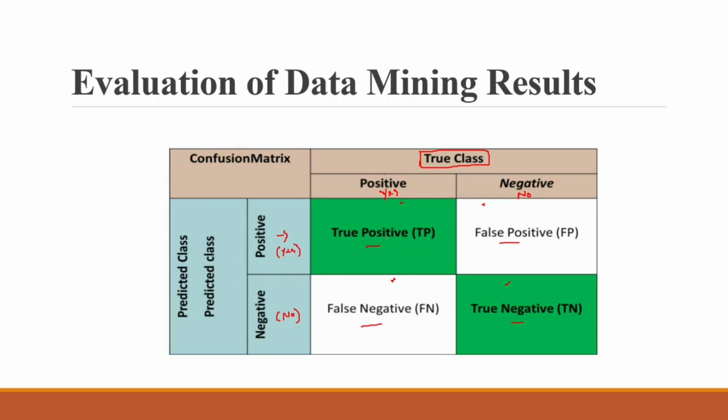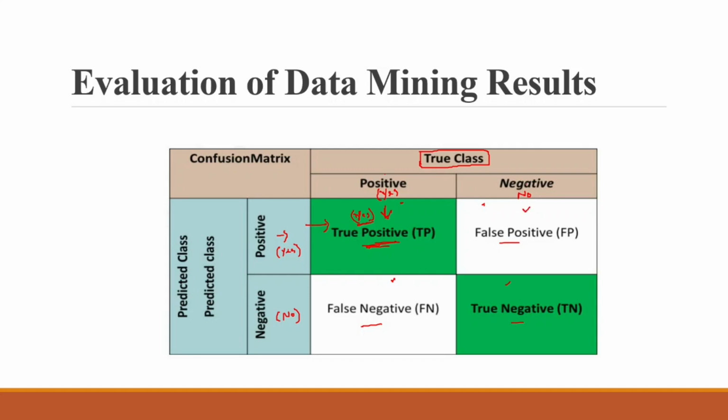So let us see what exactly these values are. The true class here is positive, and it is also predicted to be positive, right? So the actual value of this class is yes, and it is also predicted to be yes. Let us assume that yes is one of the labels. So it is actually yes, and it is also predicted to be yes. So we have it as a true positive because it is correctly predicted, right?